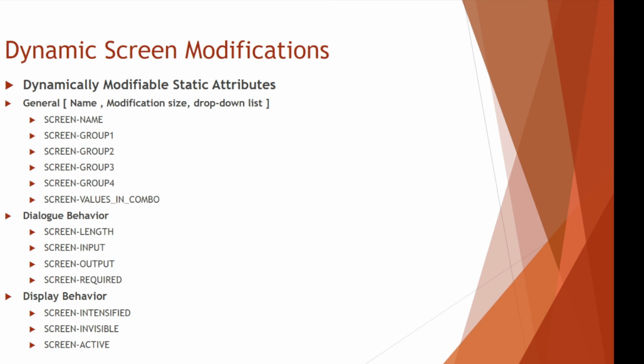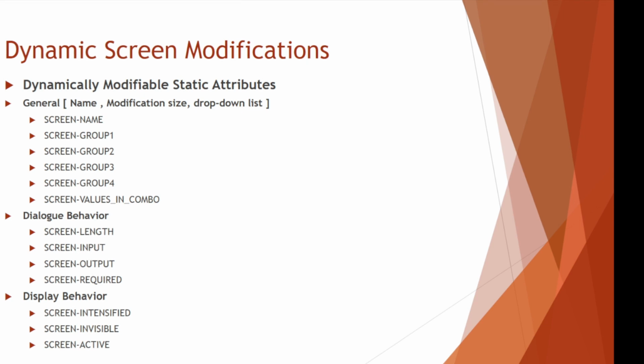We can categorize them into three major categories. The first one is General, in which we find the name, group 1, group 2, group 3, group 4, and screen values in combo. These are the attributes lying in the general category.